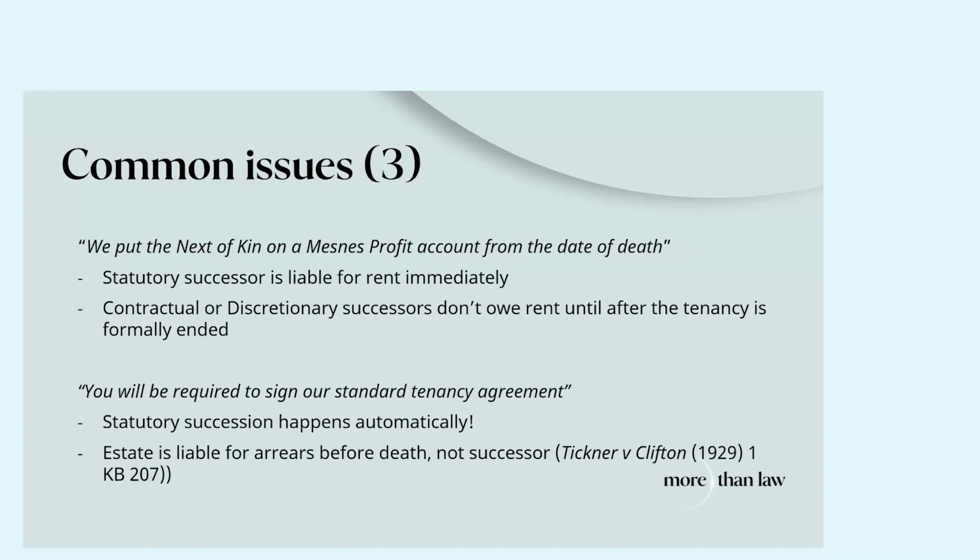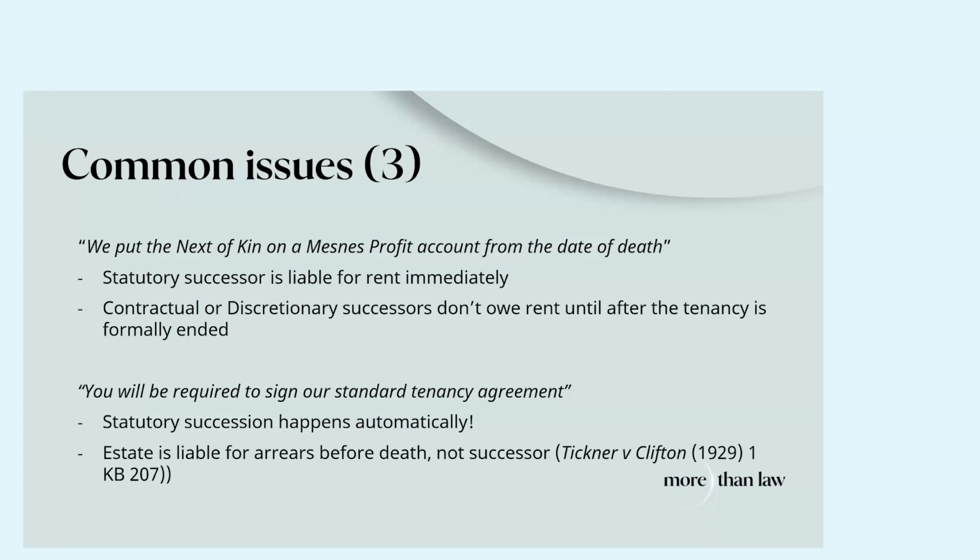Another one I see quite frequently, especially at the minute, is that we put the next of kin on the mesne profits account from the date of death. I have to say, sadly, whichever way you look at it, that's not correct. Because if they're a statutory successor, they don't need a mesne profits account because they're liable for the rent straight away. Now, I appreciate one of the difficulties you may have in the short run, and in fairness to my clients I should say, is that you might not know whether they're a statutory successor or not. The objective legal scenario is one thing, but actually proving it can be something else, especially if you don't know if they were a long-term partner or just a friend or a passing acquaintance.